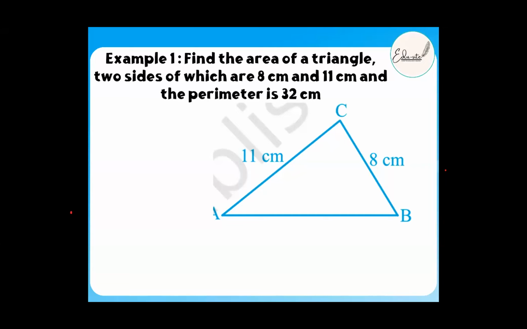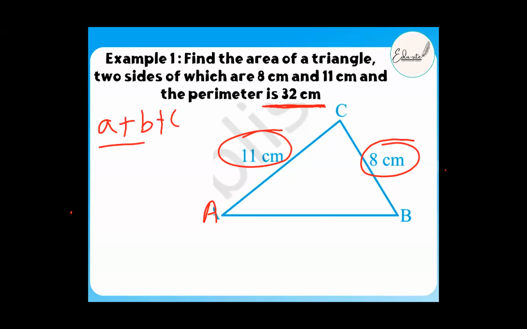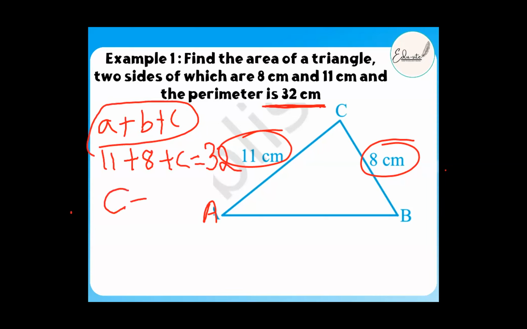Okay. Find the area of a triangle, two sides of which are 8 centimeters and 11 centimeters, and the perimeter is 32 centimeters. What does perimeter mean? Is it not a plus b plus c? Yes, this is the perimeter. So a is 11. What is b? 8. We do not know c, but all of these sides add up to 32 centimeters, right, beta? Yes. So how will you calculate c? c is 32 minus (11 plus 8), which is 19.